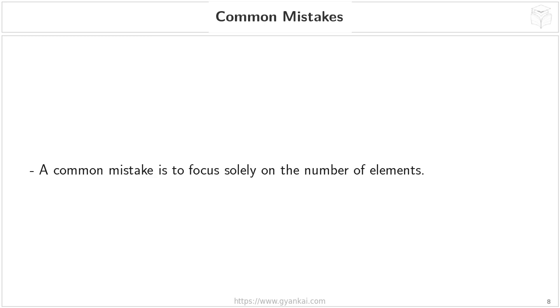Common mistakes. Let's move on to this next slide. It's about spotting some common pitfalls when determining if sets are equal. A common mistake is to focus solely on the number of elements. Now, remember back to our definition of equal sets. We said that two sets need to have the same number of elements and contain the exact same elements. It's really easy to get caught up in just counting how many things are in each set. But as we've seen in the examples, just having the same count isn't enough to guarantee equality.